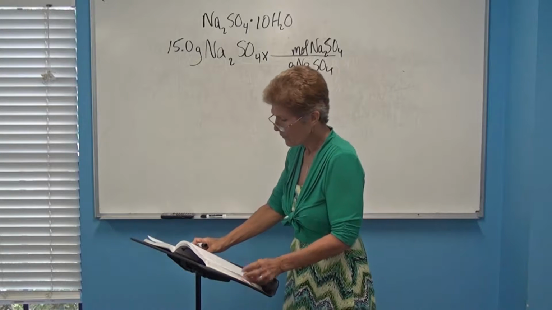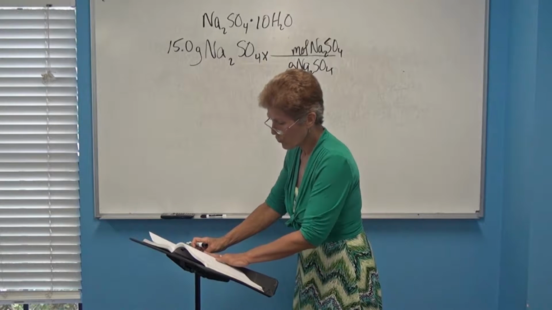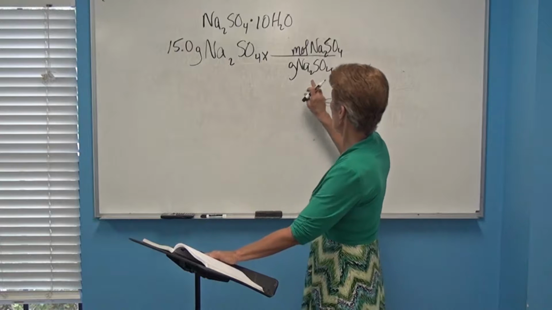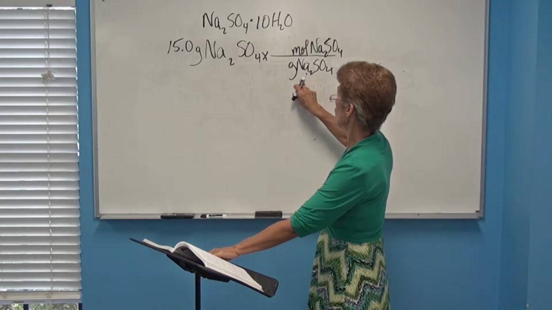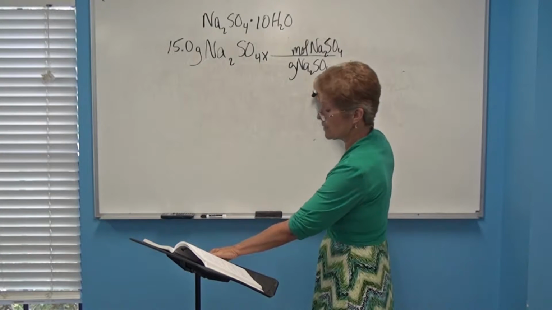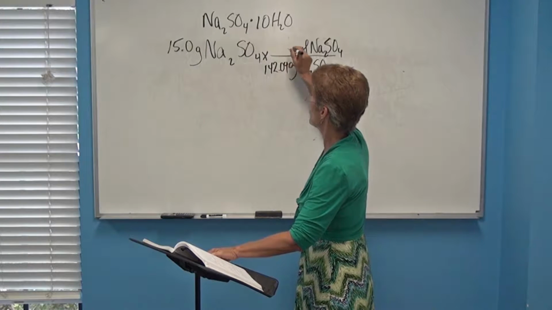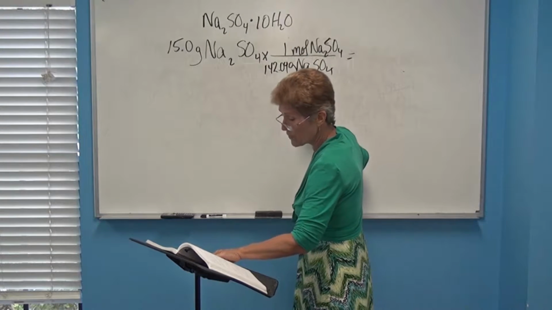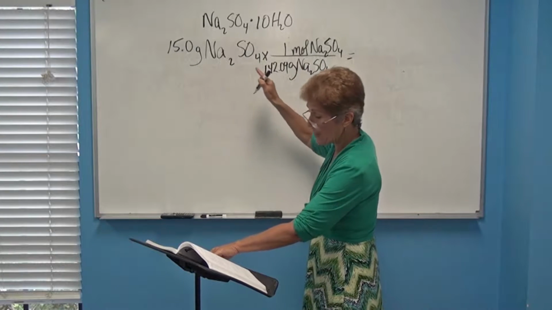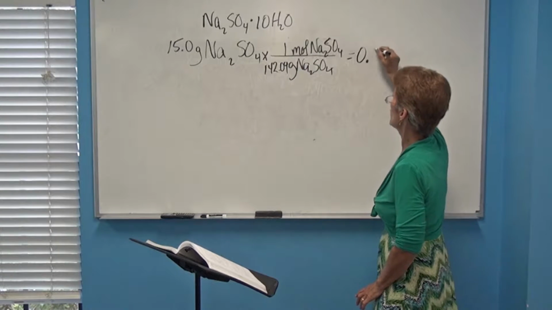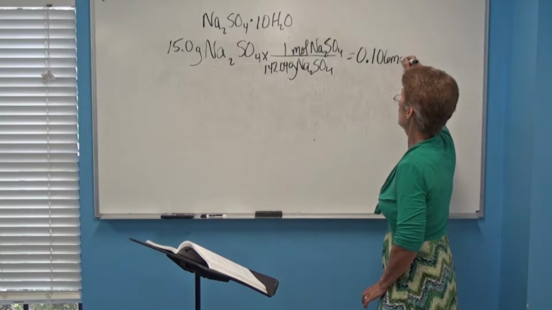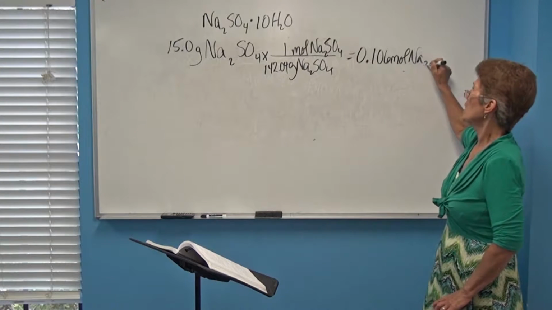And when you add this up, 2 times what sodium weighs, 1 sulfur, 4 times 16, that's going to give you 142.04 to every 1 mole of this. And so with 3 significant figures, you're going to have 0.106 moles of the sodium sulfate.